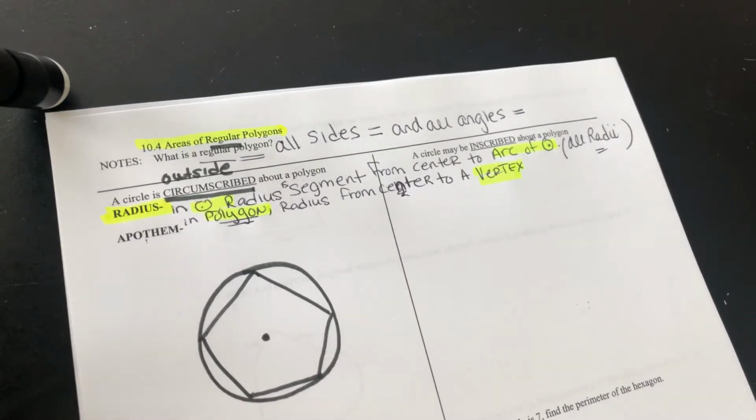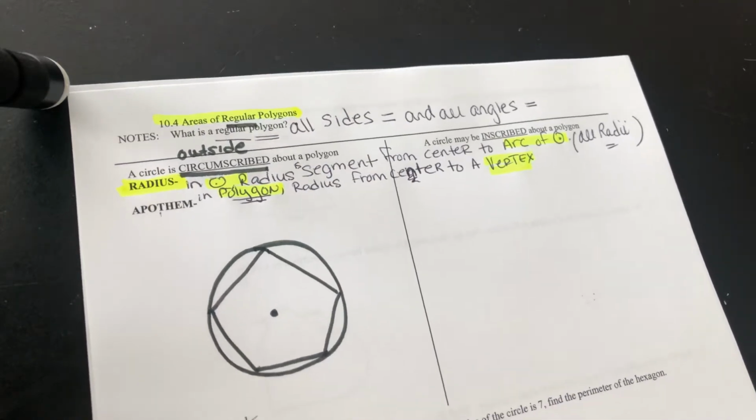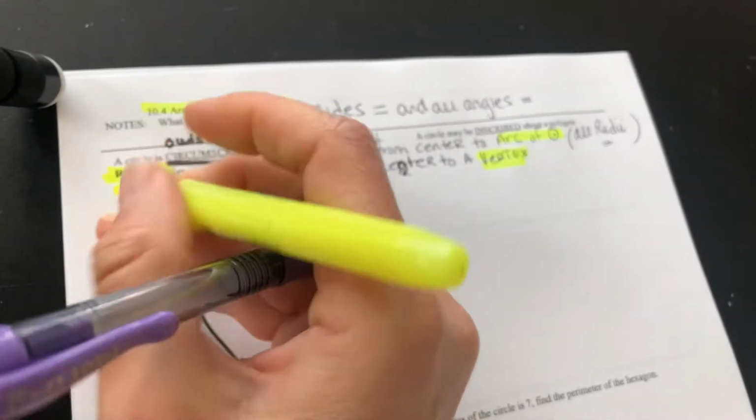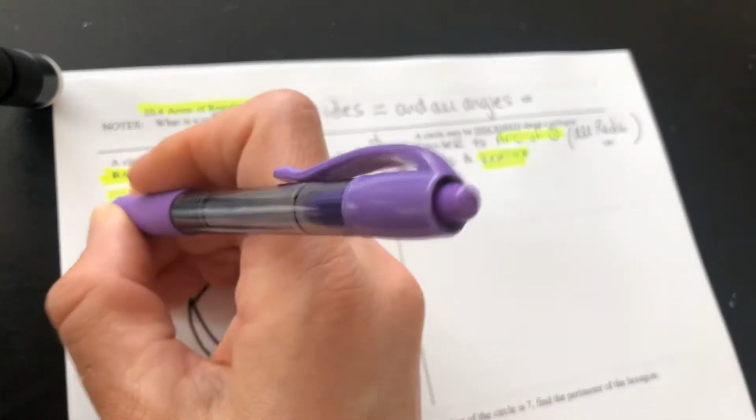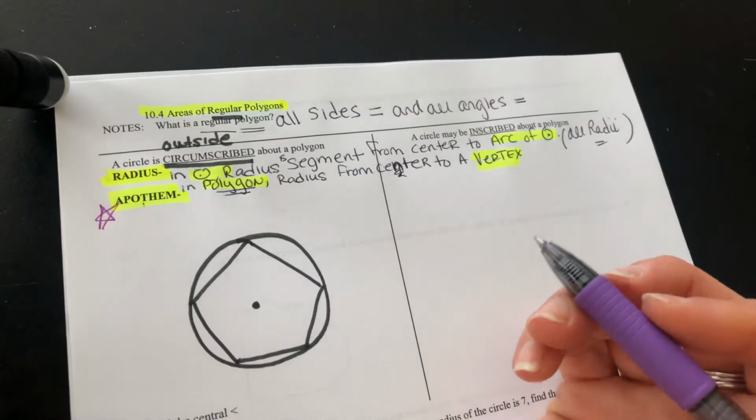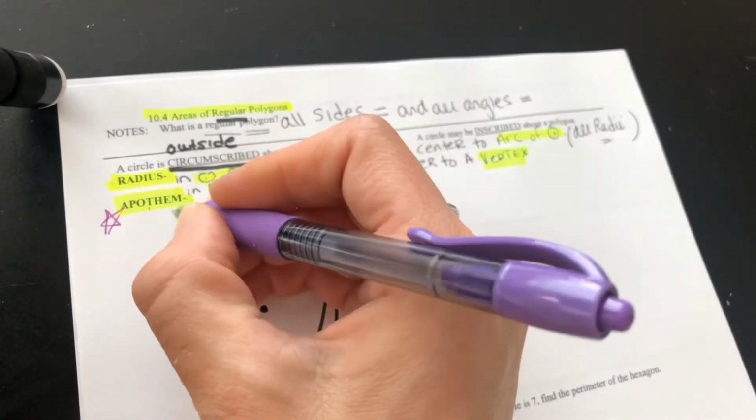Great. Now you have this new one, which is called an apothem. I know it looks like it's pronounced differently, and I think I used to pronounce it that way in the beginning, but it's an apothem. So this is a brand new word. This is very important. We need to know this terminology. So let's write the definition.